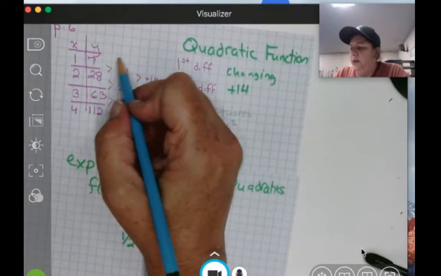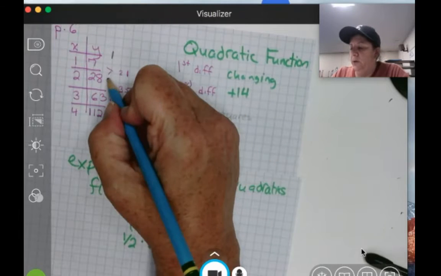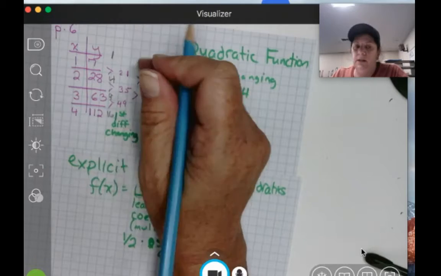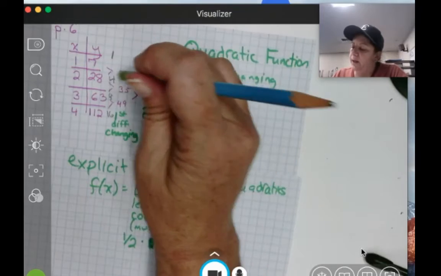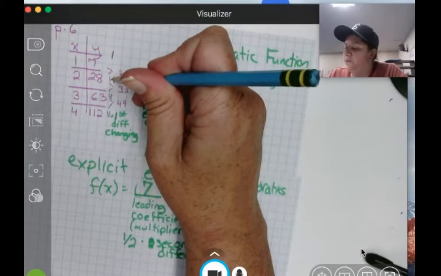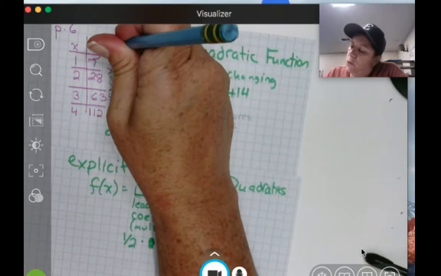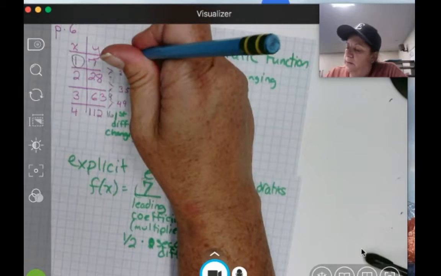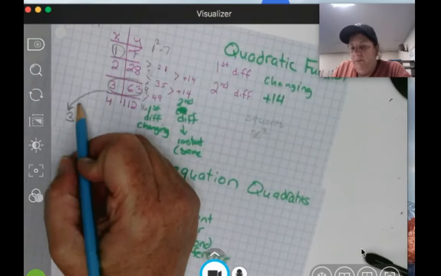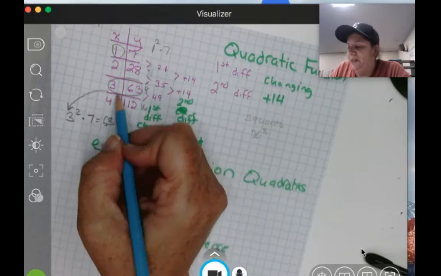So how does that help me? Because 1 squared is 1, 2 squared is 4, 3 squared is 9, 4 squared is 16. How does that help? But then you discover the 7, and you're like, oh, wait. 2 squared, which is 4, times 7 is 28. 1 squared times 7 is 7. 3 squared times 7 is 63. See how there's a times 7 every time?